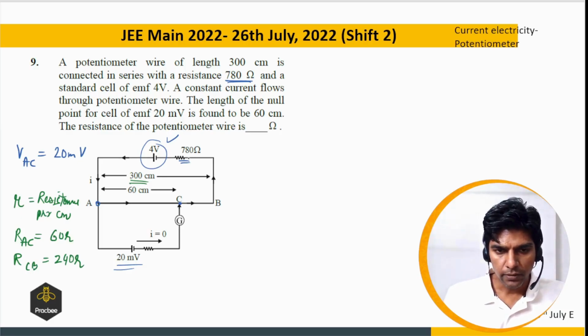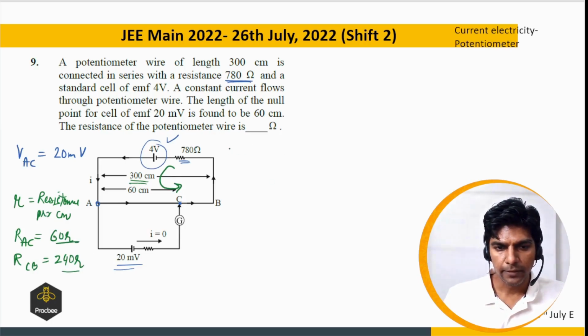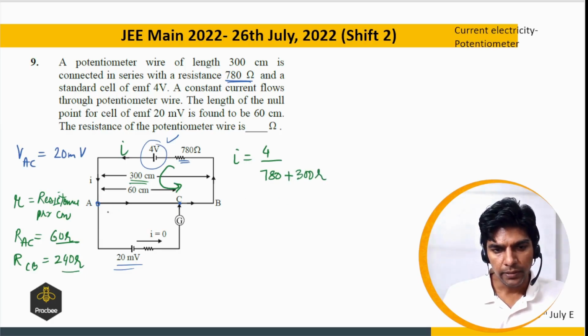Now if you look at this loop, if I apply KVL in this loop, the total resistance of this loop will be 780 plus 60R plus 40R. And so the current I will be 4 divided by total resistance, 780 plus 300R. And this current is passing through AC also.